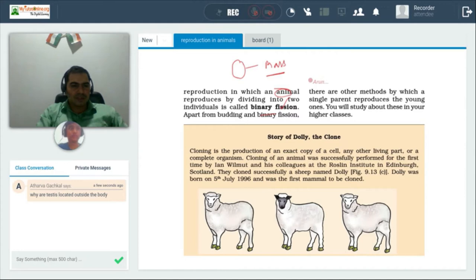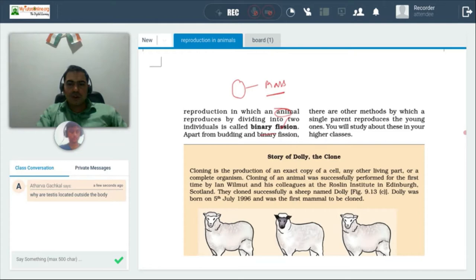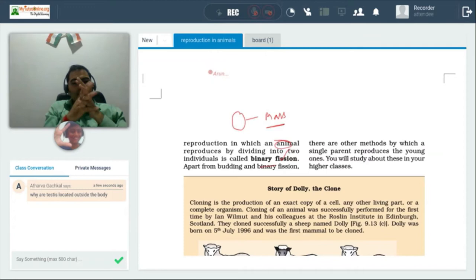So this was about asexual reproduction. Have you understood the meaning of asexual reproduction? Tell me. Don't do Google searching, please. Please tell me what is asexual reproduction?